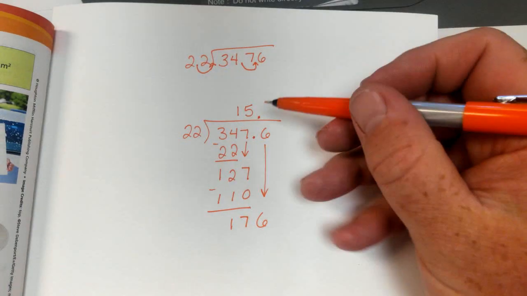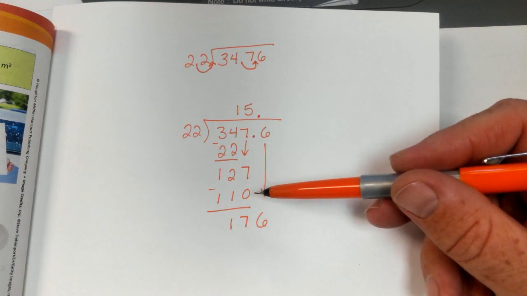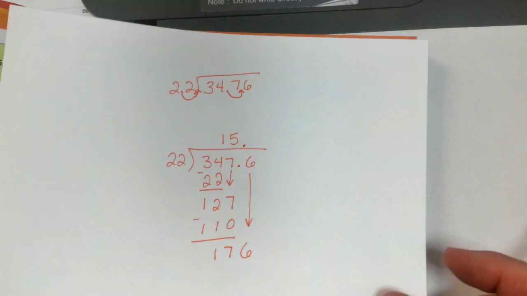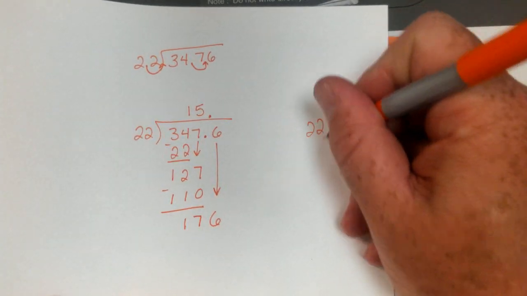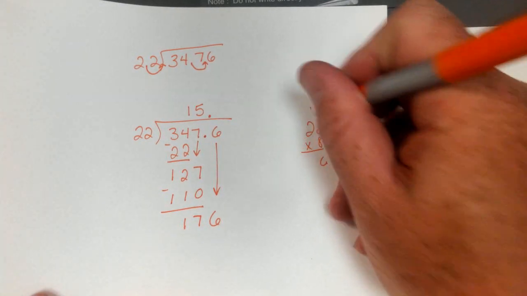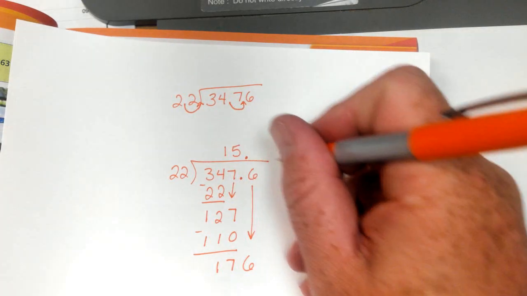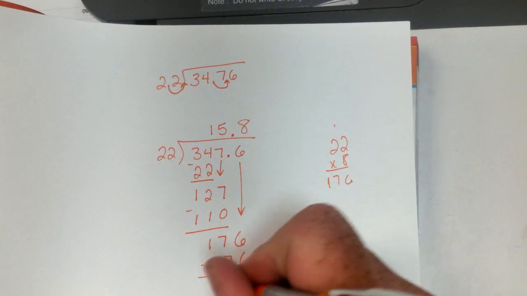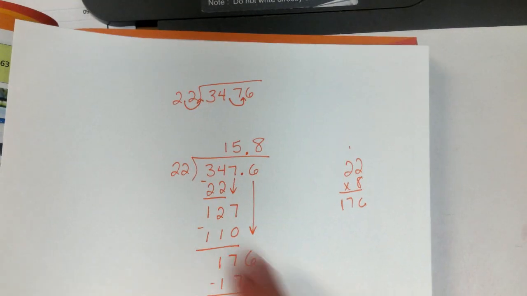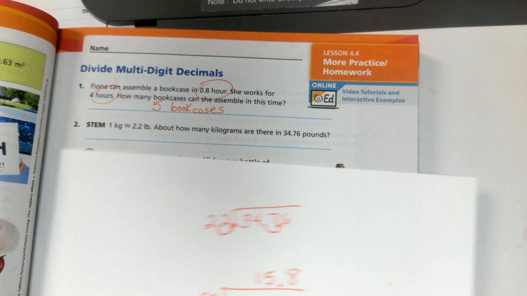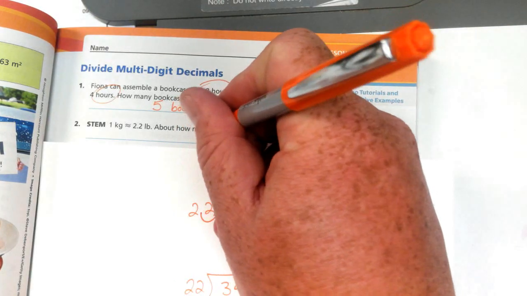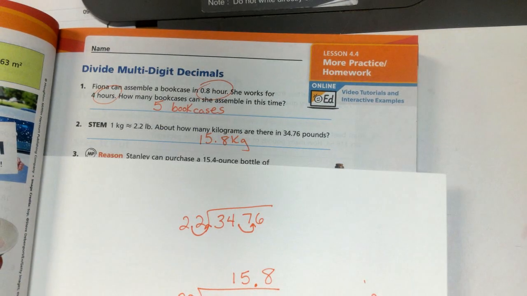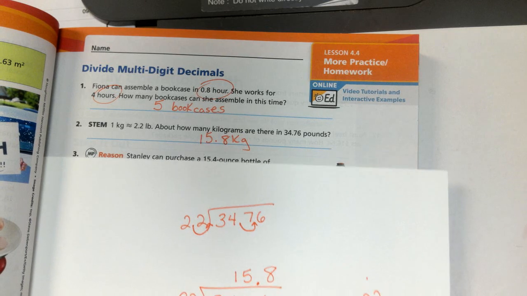When I did it 5 times, it equaled 110. So let's think about perhaps 8. That seems like it might be a good fit. 22 times 8 is 176. Oh, good guess by me. So now I get 176 with no remainder. So my answer is 15 and 8/10. So there would be about 15 and 8/10 kilograms in 34 and 76/100 pounds. Okay?